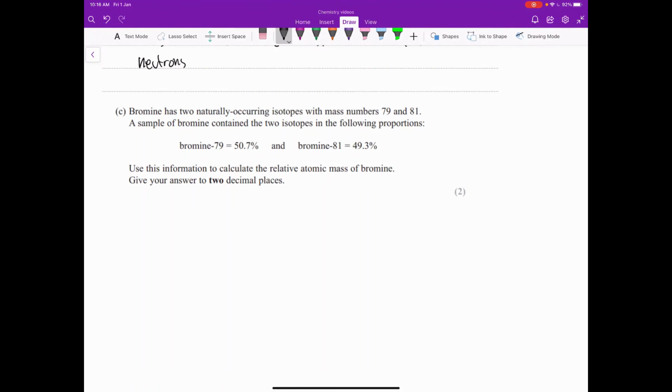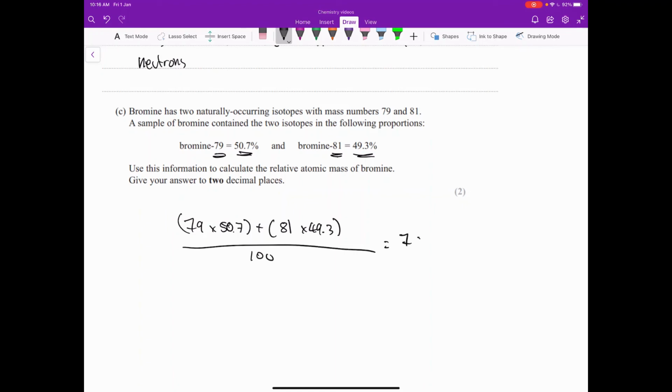So bromine has 2 naturally occurring isotopes with mass numbers 79 and 81. It's pretty simple. As in the steps before, multiply the mass of each isotope by its relative abundance, which would be 79 and 50.7, 81 and 49.3. And you add them up. 79 times 50.7, bracket them up, plus 81 times 49.3. Divide that by 100, which would be 79.99.